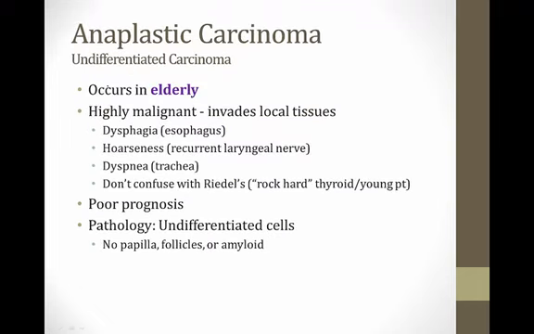The last type of thyroid cancer is called anaplastic carcinoma. It's also sometimes called undifferentiated carcinoma. This occurs in elderly patients. It is a highly malignant cancer. It often invades local tissue.